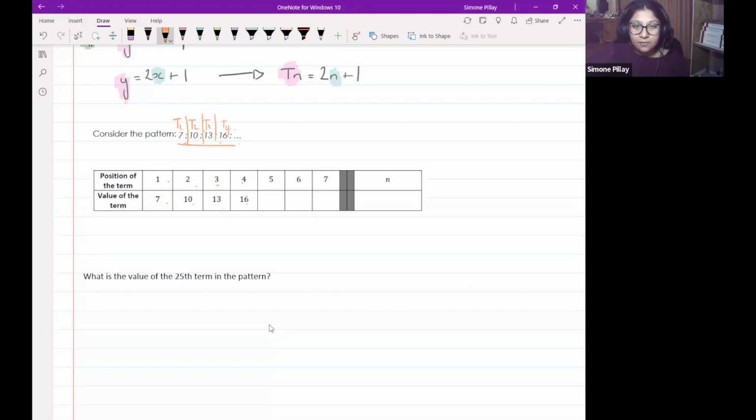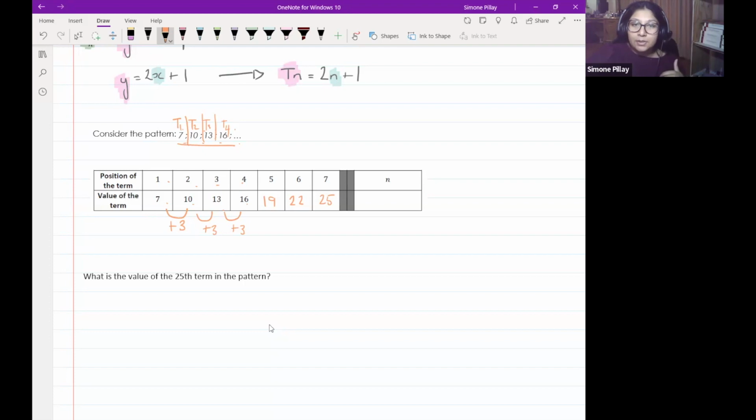To get from 7 to 10, I have to plus 3. To get from 10 to 13, I have to plus 3. And so plus 3, and so we can fill in 5, 6, and 7, okay? 16 plus 3 will be 19. 19 plus 3 will give me 22. And 22 plus 3 will give me 25. Did I just say plus 2? I meant plus 3. Now, why was that easy?